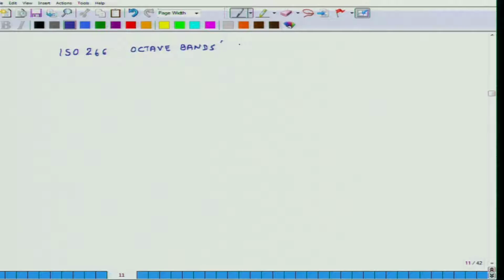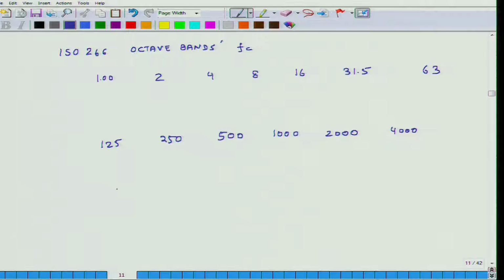So I am going to just specify their values of FC. The first octave band's center frequency is 1 Hertz, and then 2, 4, 8, 16, 31.5, there's a little difference here, 63, 125, 250, 500, 1000, 2000, 4000, 8000 and 16,000. So these are all center frequencies.